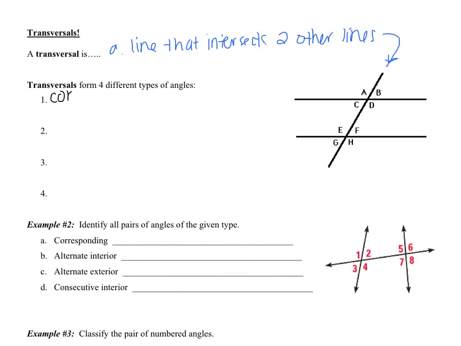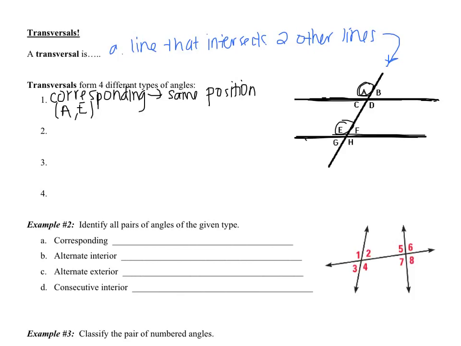The first type is corresponding angles, which I say are in the same position. So looking at angle A, that's above this line and to the left of the transversal. So then go to the other line, above it to the left of the transversal would be E. So A and E are corresponding. By the same reasoning, D then, below the line to the right of the transversal, will be corresponding with H, below and to the right. Likewise, B will go with F, and C will go with G.